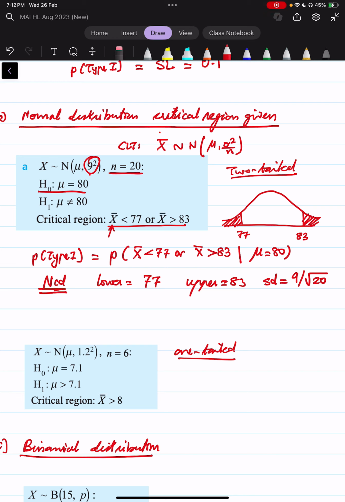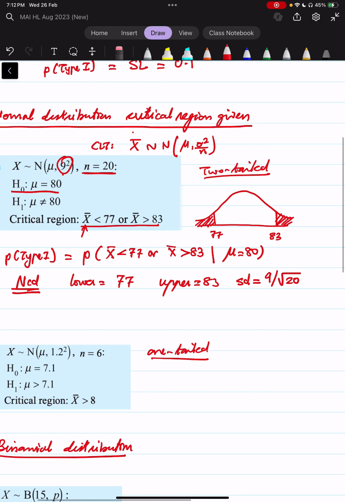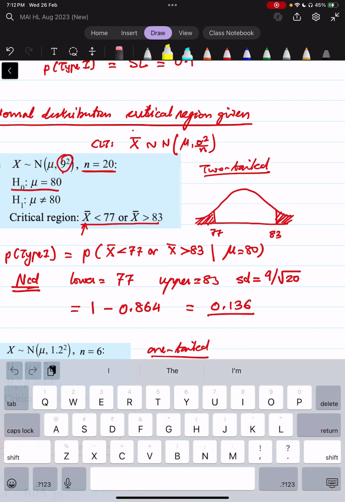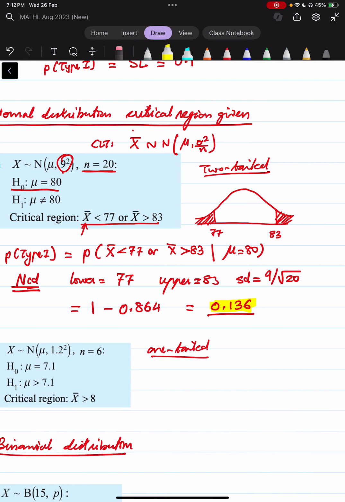Mean, you have to take the mean as 80 because you have to take the population mean. You get that value, so your answer will be 1 minus that because you're looking at the reject region. So 8, 6, 4, that will become 1, 3, 6. So that's your answer. Alternatively, you can find the probability of less than 77 and greater than 83.